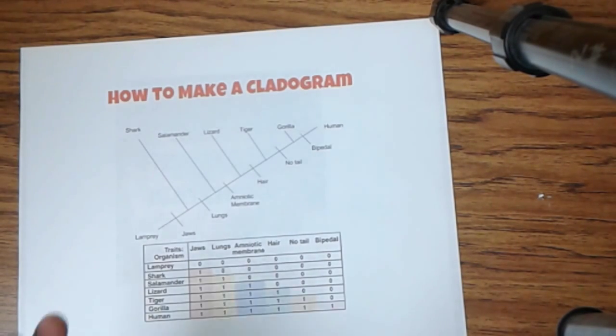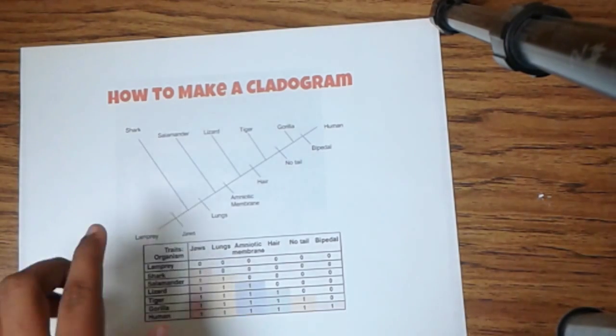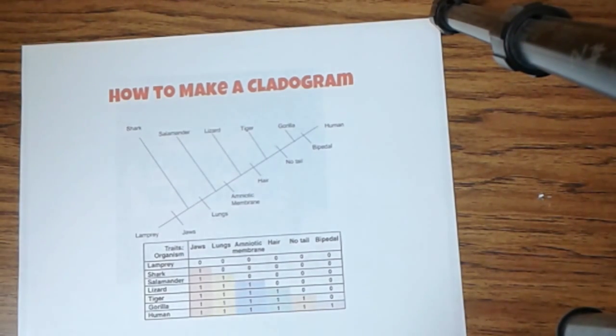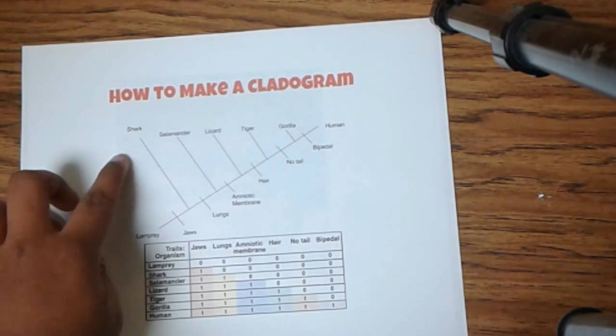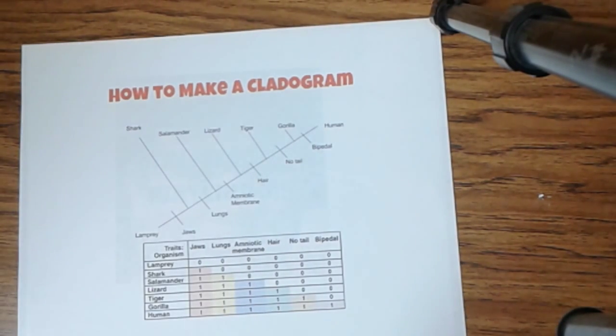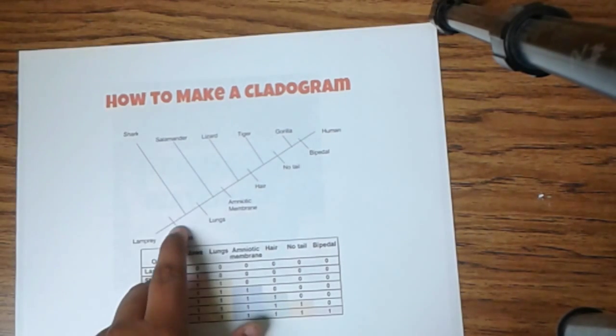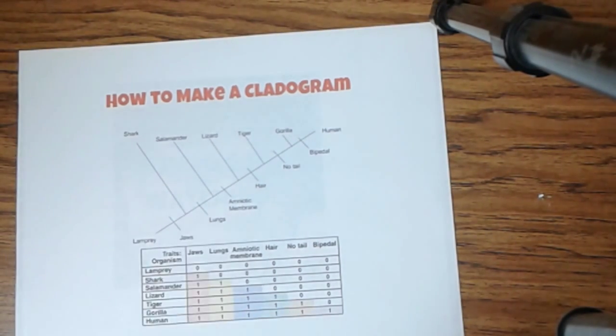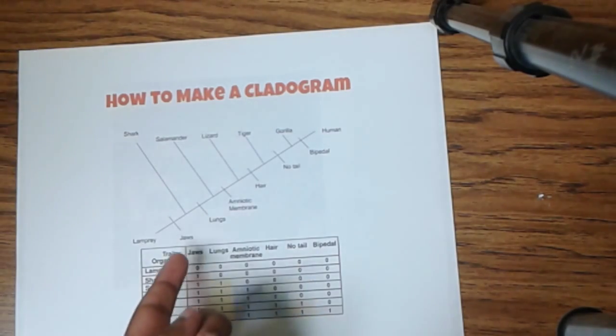Take an example, this chart of organisms. First you start with the lamprey, which has none of the traits, and you have to put it at the beginning. Then the shark comes in. You put the shark as the first organism to have one trait. Since the first trait to develop was jaws, you have to put the jaws before the organism to state that's when the trait has developed.